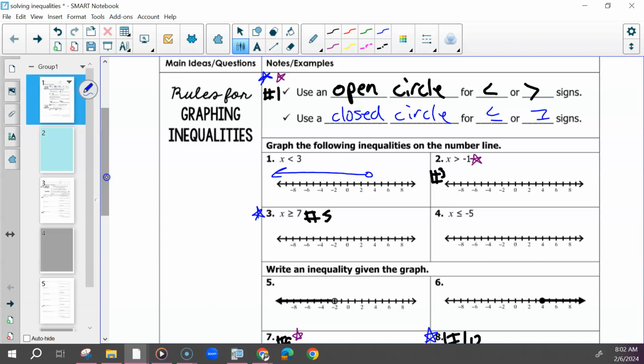For number 3, we would start at 7. Would that be open or closed? Closed. Going to the left or to the right? To the right. Everything greater than or equal to 7. Most of the time, the direction the arrow is pointing is the direction you're going to go. But sometimes that is not the case. I'll show you later when that's not the case.